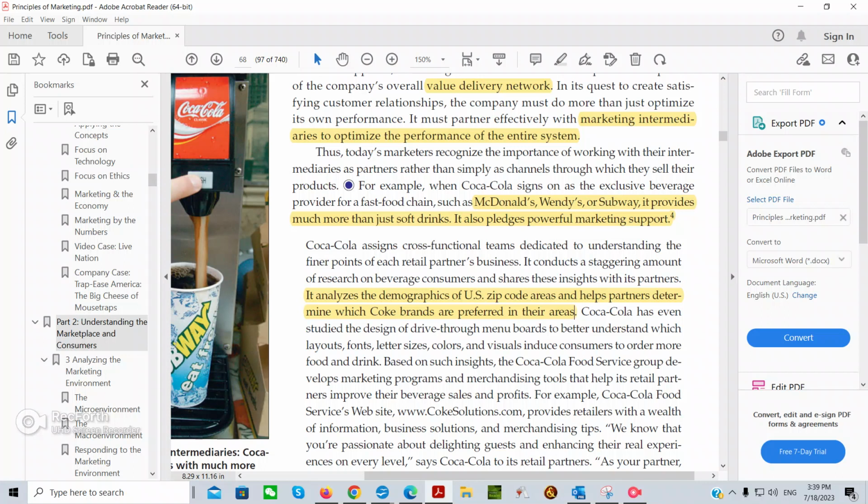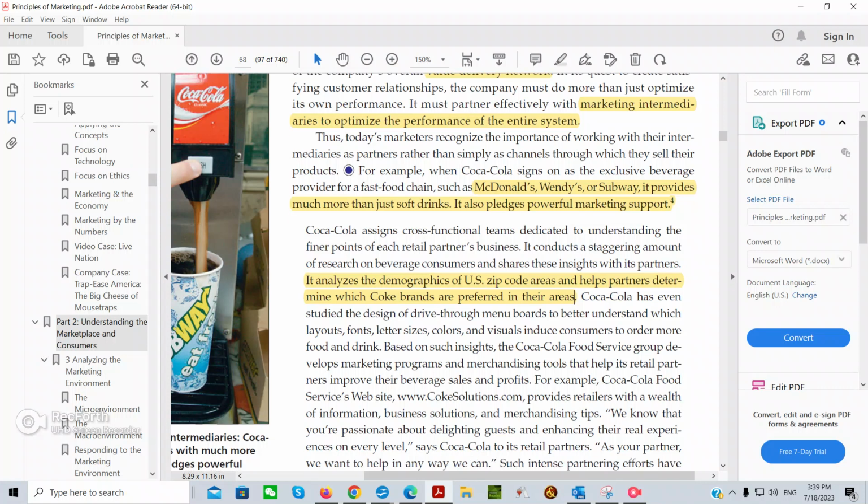Coca-Cola even studied the design of drive-through menu boards to better understand which layouts, fonts, letter sizes, colors, and visuals induce consumers to order more food and drink. Based on such insights, Coca-Cola Food Service Group develops the marketing programs and merchandising tools that help its retail partners improve their beverage sales and profits.